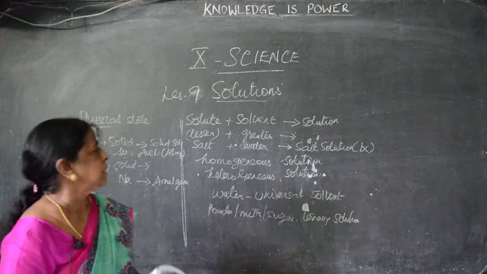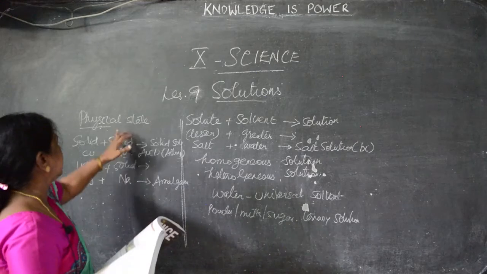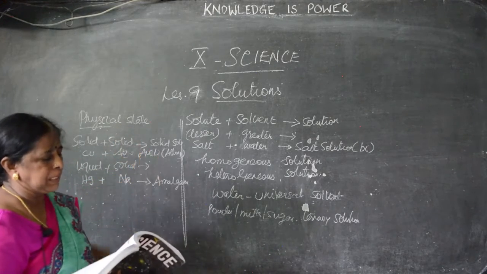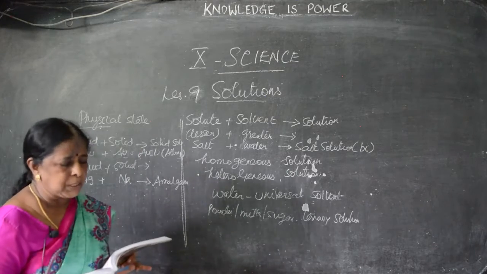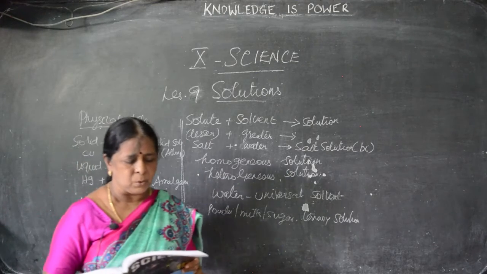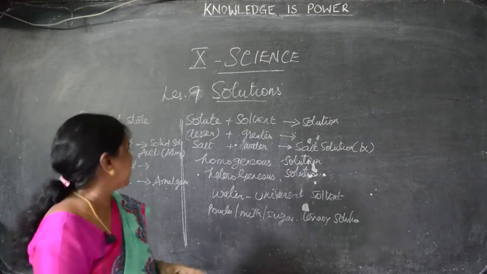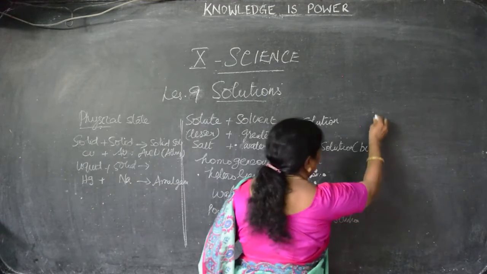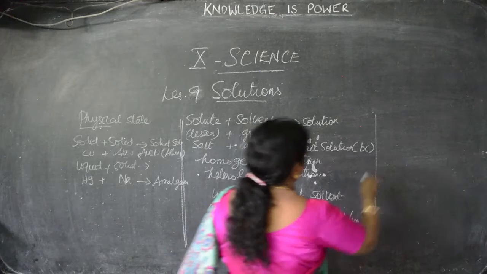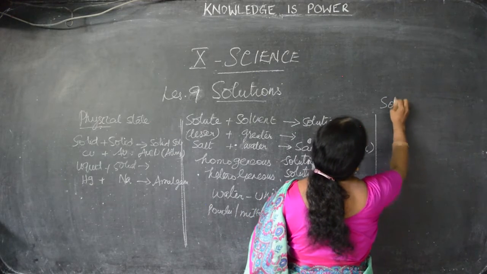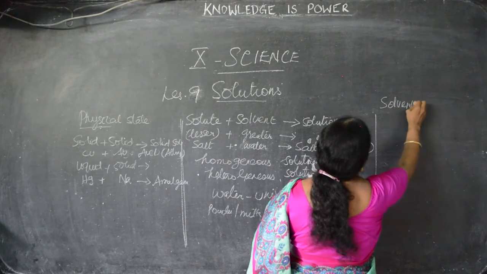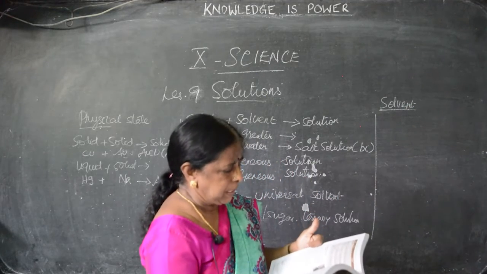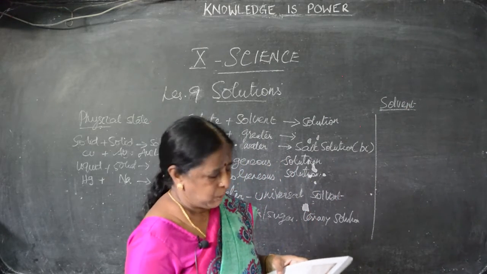Okay, this is based on the physical state of the solution. Based on the physical state of the solution, we can divide them into solid solution, liquid solution and gaseous solution. Now we have seen that. Next we have to say, based on the type of solvent. The solvent, either it is solid or liquid, dissolves the other substance. Based on the solvent, I said already, water is universal.